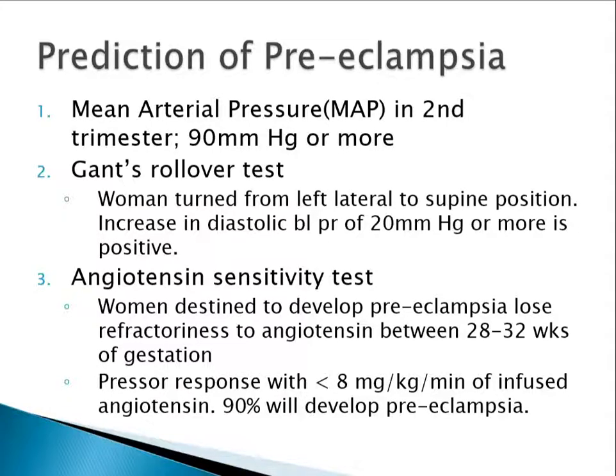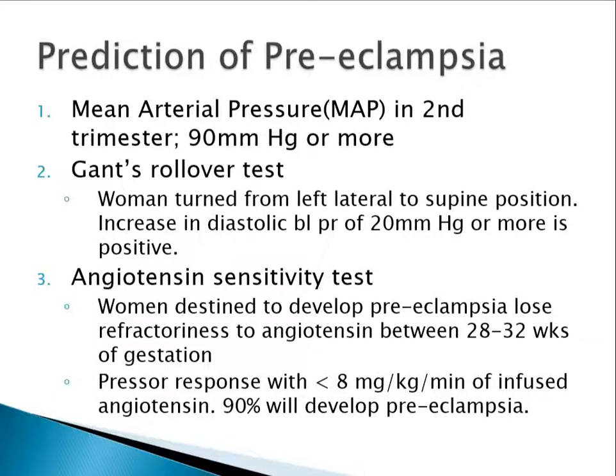Normally, in normal pregnancy in the mid trimester, there is a fall in the blood pressure because of the vasodilatation and reduction in the peripheral resistance in the blood vessels. But by the third trimester, the BP comes back to the pre-pregnancy level, to the normal level.